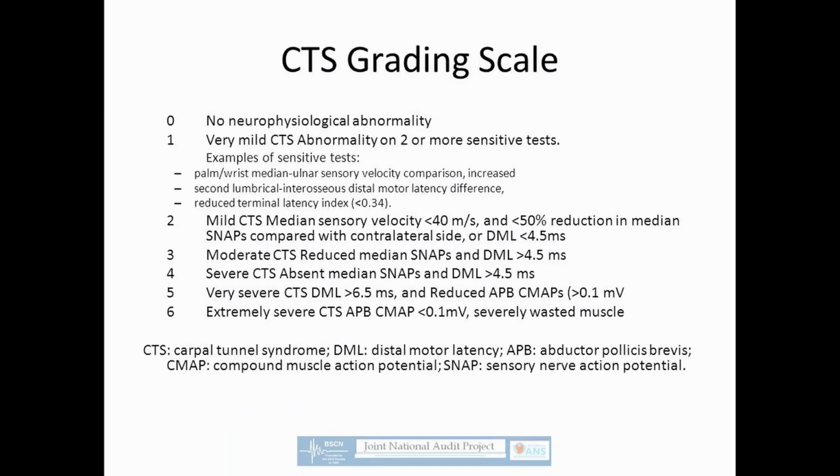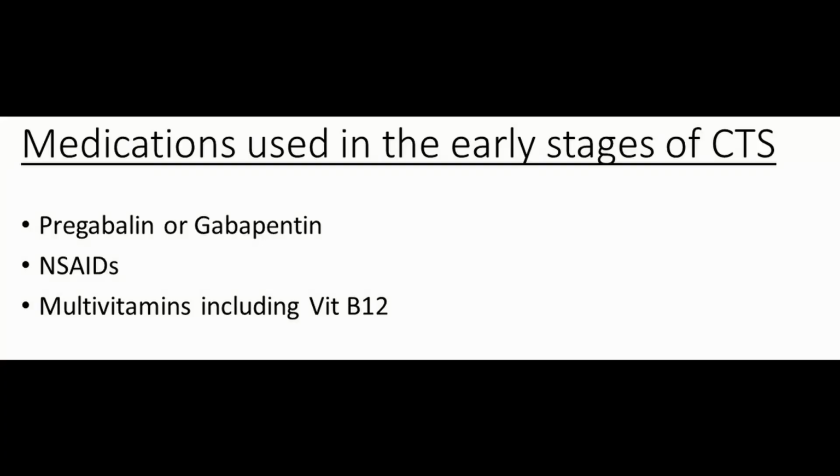Now, initially, when the disease is mild to moderate, patients are given some medications, which are these. Basically, these are symptomatic and sometimes may halt the progression of the disease. Well, if the patient has severe carpal tunnel syndrome, that is grade 5, then it needs to be treated surgically so that the patient doesn't end up having irreversible damage to the thumb.